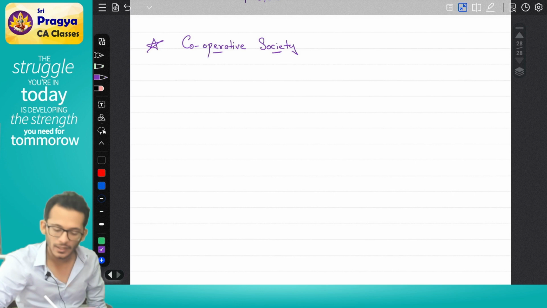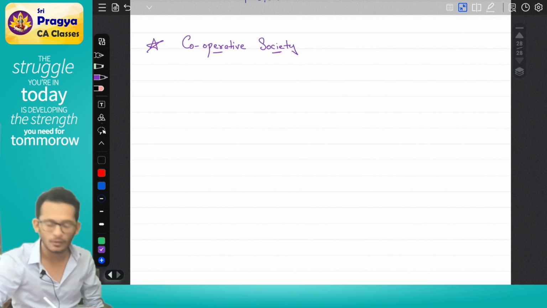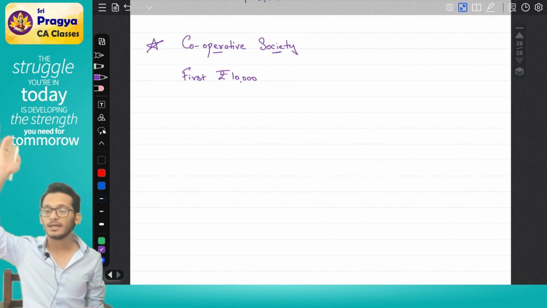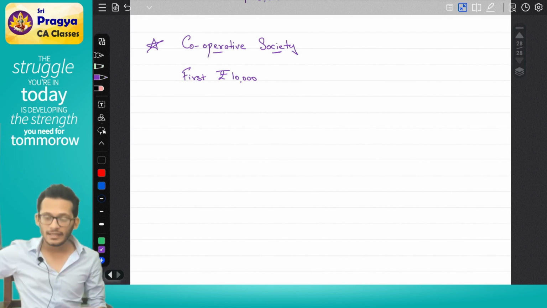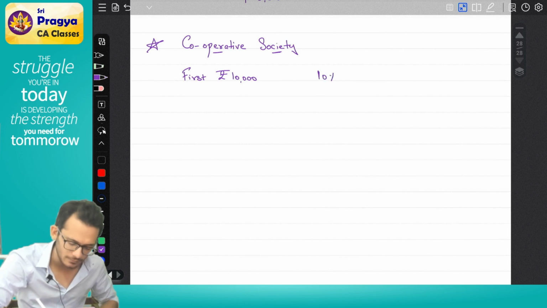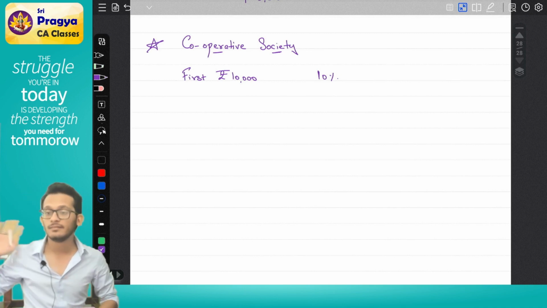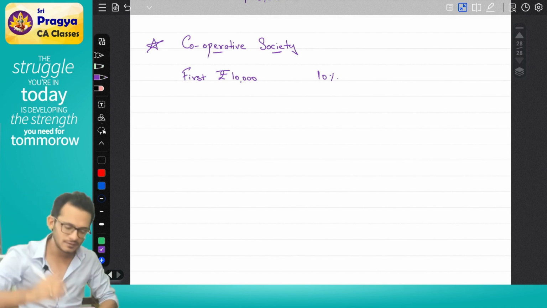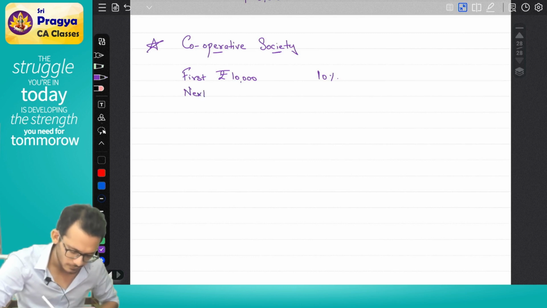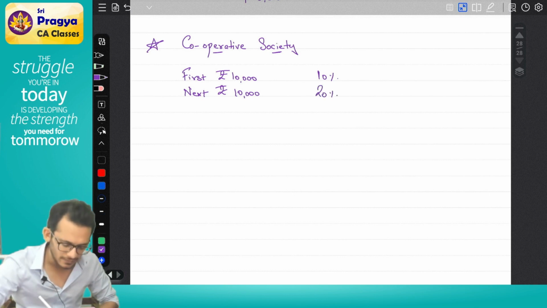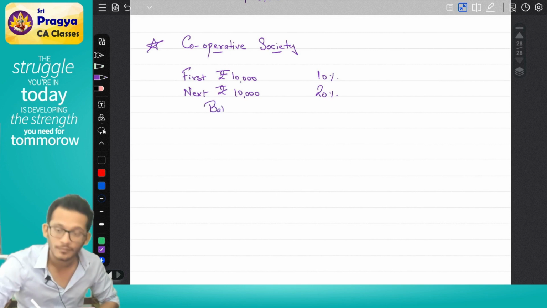Provisions come and say, if you are a cooperative society making profits, for the first 10,000 rupees, there and all we were talking lakhs, now it is only 10,000. For the first 10,000, rate is 10%. Rahul, first 10,000 should be 0? No. First 10,000, 10%, which means 0 to 10,000, 10%. Next 10,000, rate is 20%. After that, balance rate will become 30%.